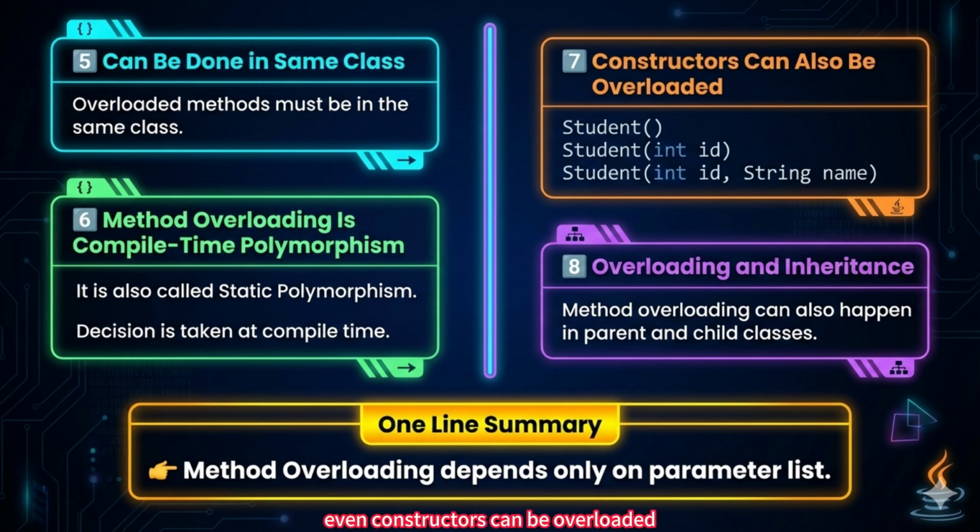Rule number 7, constructors can also be overloaded. Even constructors can be overloaded. For example, Student(int id) and Student(int id, String name). This is called constructor overloading. Rule number 8, overloading and inheritance. Method overloading can also happen in parent and child classes. One-line summary: method overloading depends only on parameter list.